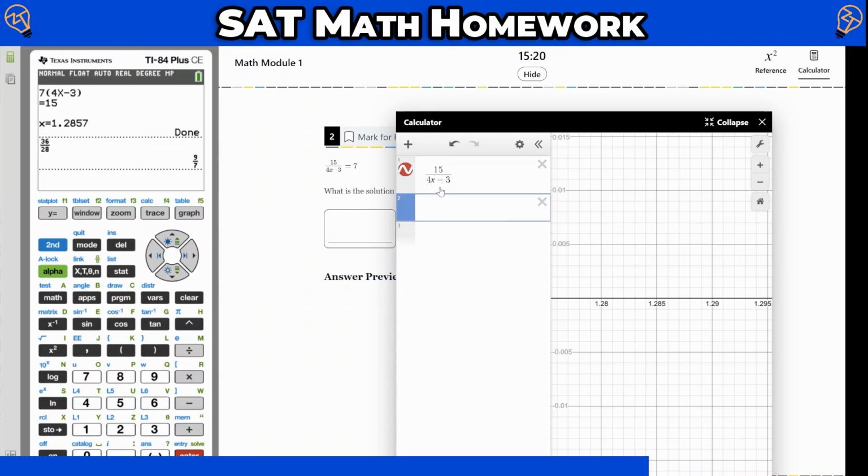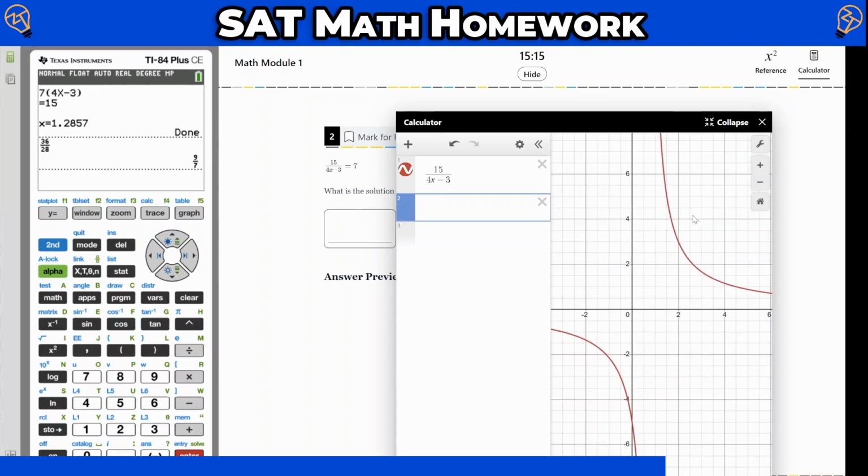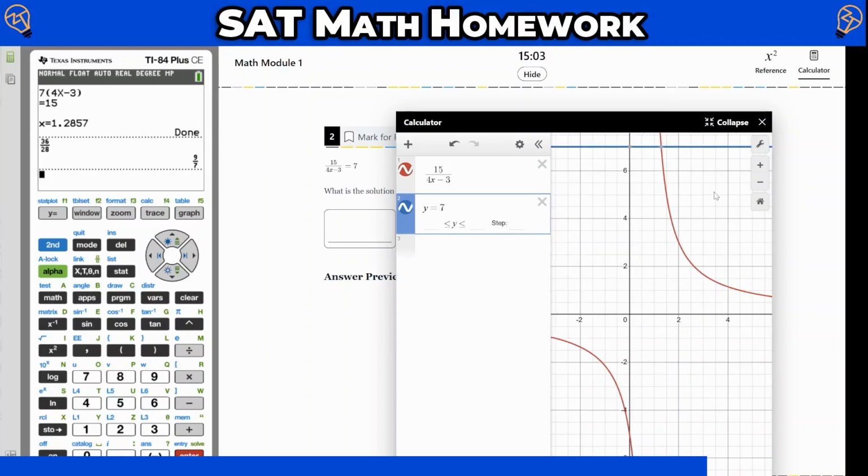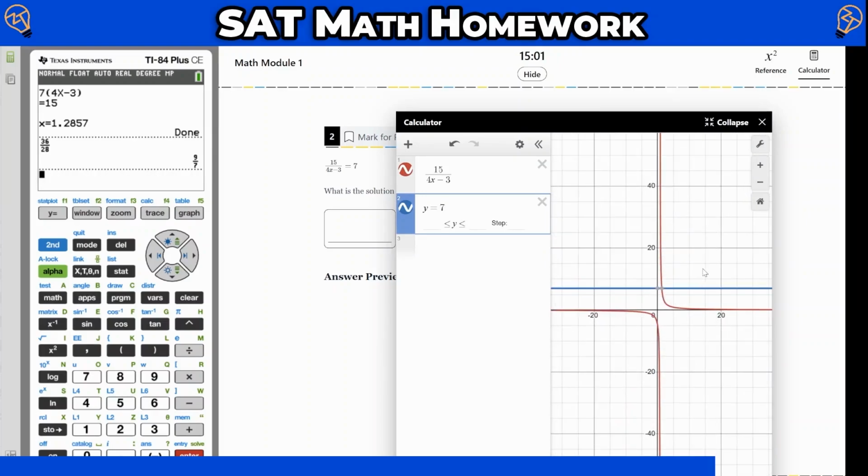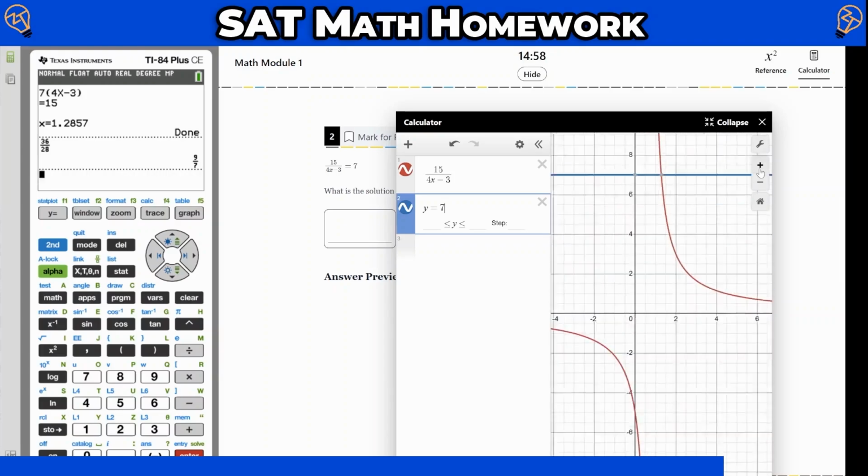Because this left side has an x in it, I don't have to put y equals. And notice, I'll zoom out and you could see the graph, regardless if I put y equals or not. Doesn't change it. But because this right side doesn't have a variable, I'd have to put y equals. And notice it's this horizontal line. And we're looking for the intersection. And so you can see it only intersects at that one point.